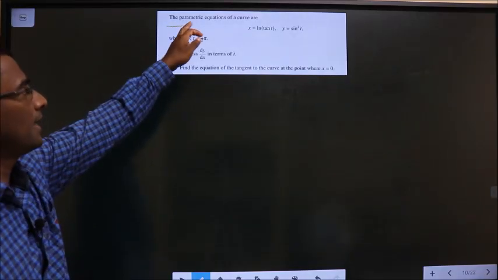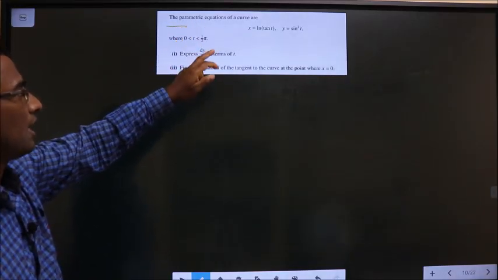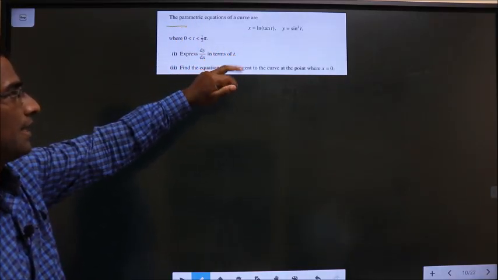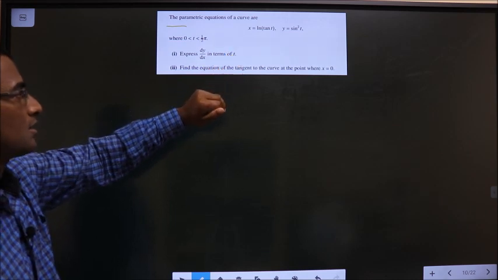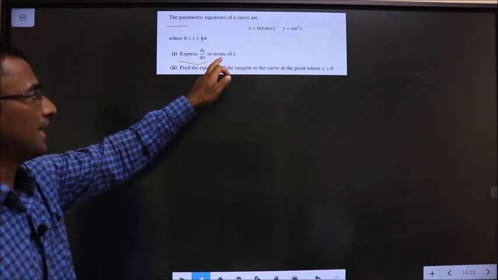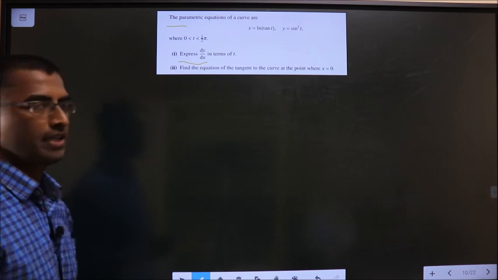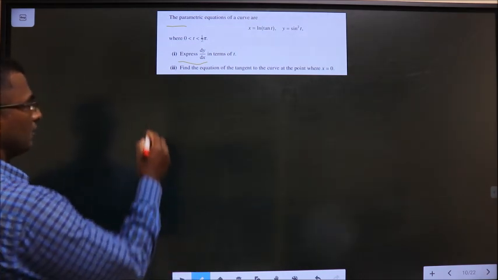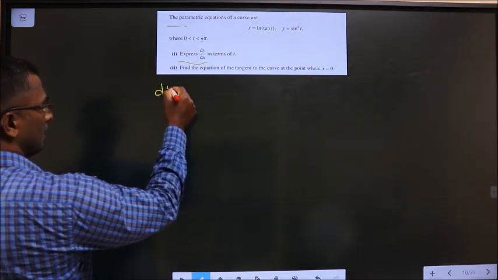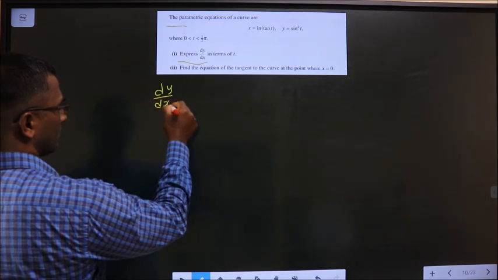The parametric equations of a curve are x equal to ln tan t, y equal to sin square t. Express dy by dx in terms of t. Here you need to find dy by dx.